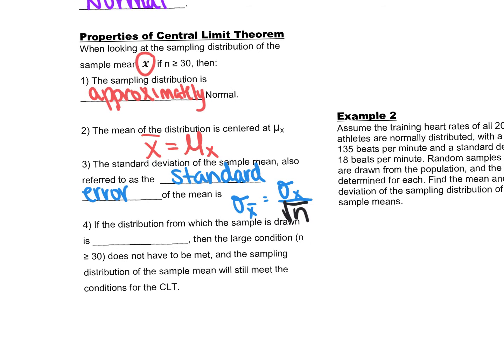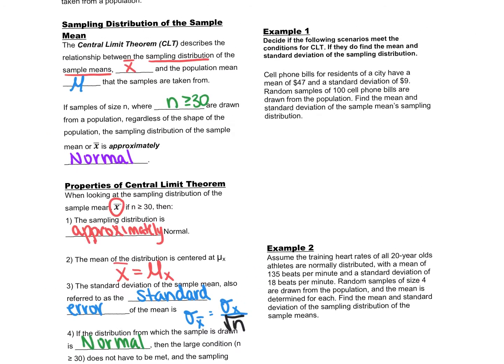And then the last thing says, if the distribution from which the population is drawn is normal, if we draw from a normal population, then we don't have to have that n greater than 30, that sufficiently large part met. And we can still use central limit theorem. So here are examples, and here's what we're going to do.